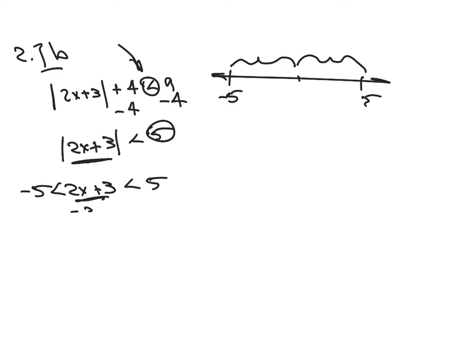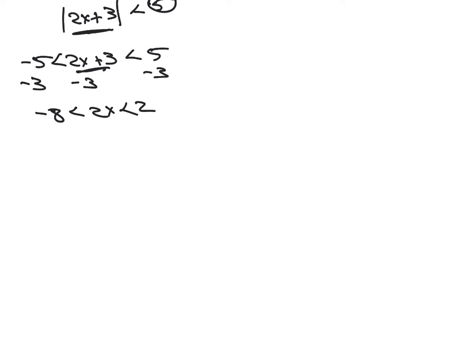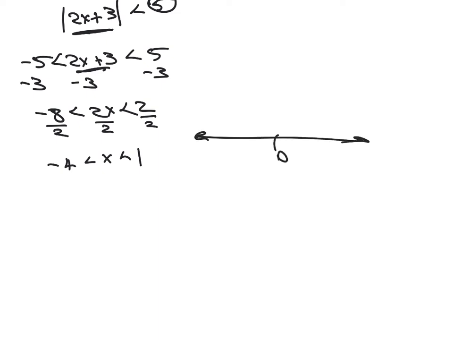So then again, we minus 3 from all 3 places, and we get -8 is less than 2x, which is less than 2. And as we continue on, we divide by 2, divide by 2, divide by 2. -4 is less than x, which is less than 1. Makes it real easy to graph. We have a 0 there, we have a 1, we have a -4, and our x is in the middle. It does not include -4 or 1, and it's everything in between.